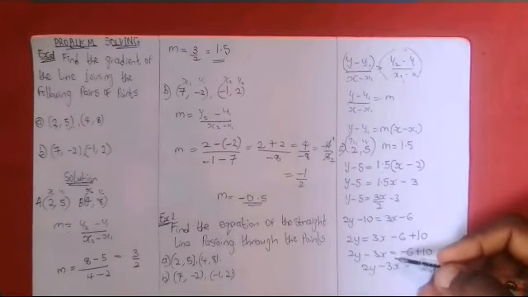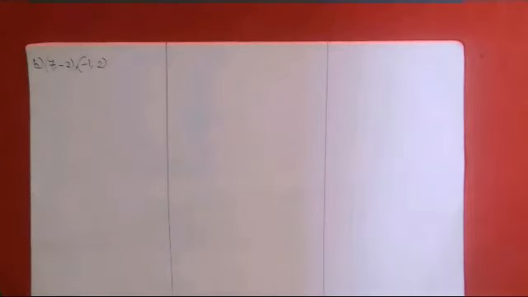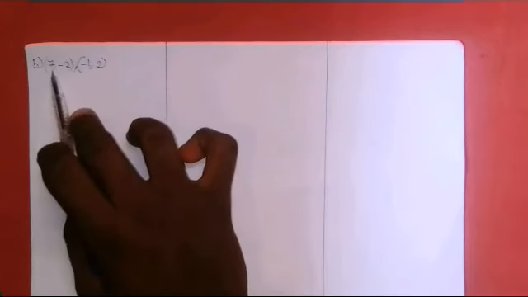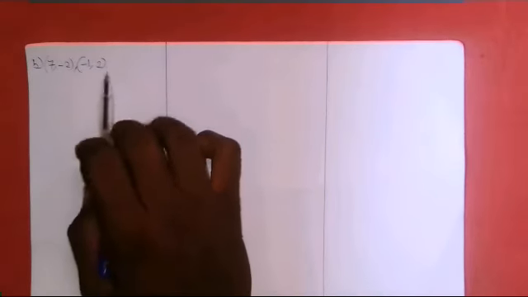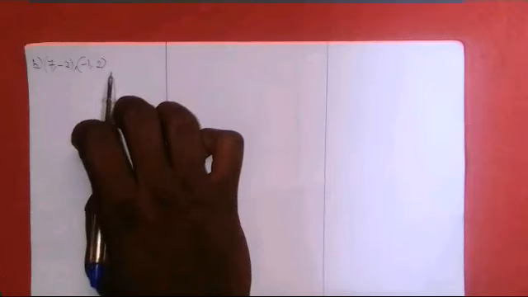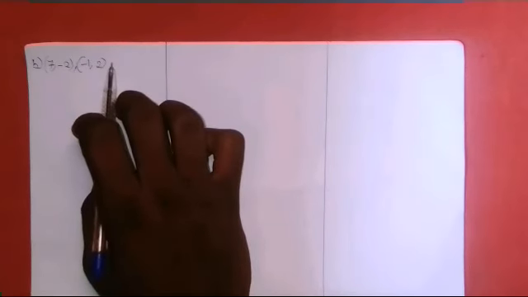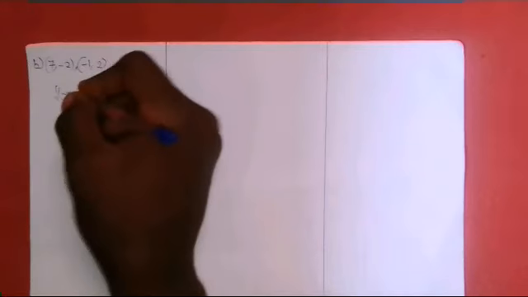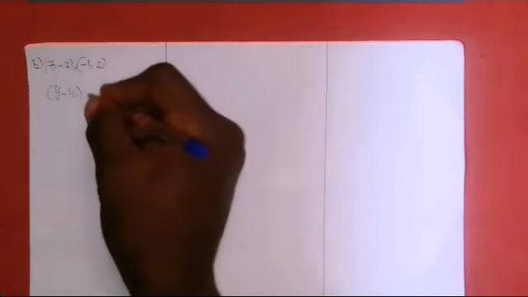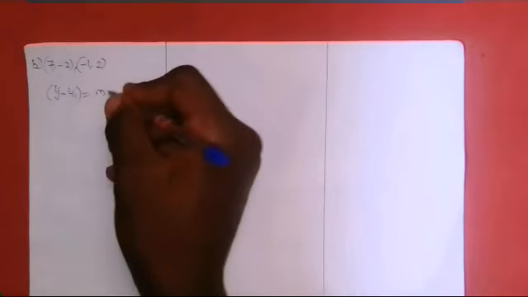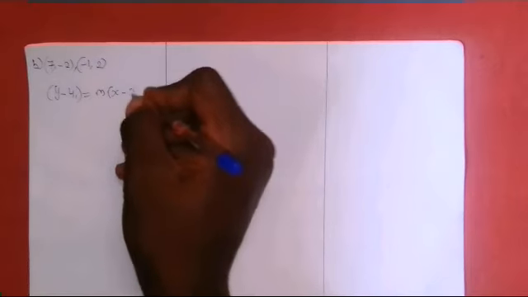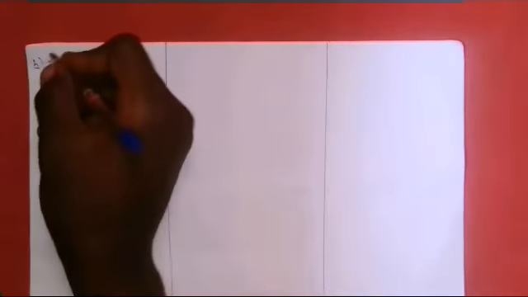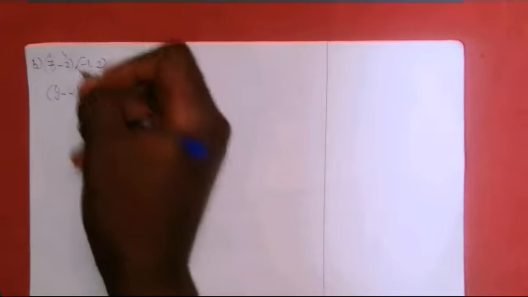Now to the second question, which is also easy. We are now in the last question, which is 7 and minus 2, minus 1 and 2. Don't forget, we are still trying to find the equation of the straight line, and so we still use our formula y minus y1 is equal to m multiplied by x minus x1. This one should represent our initial points. So this is our x1 here and this is our y1 here.